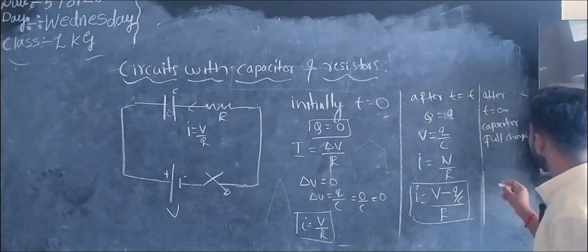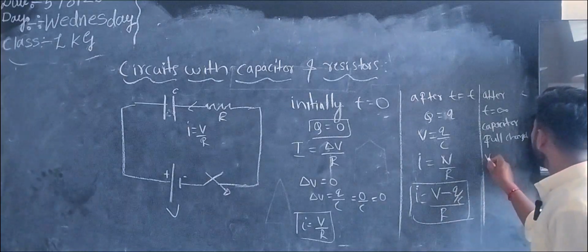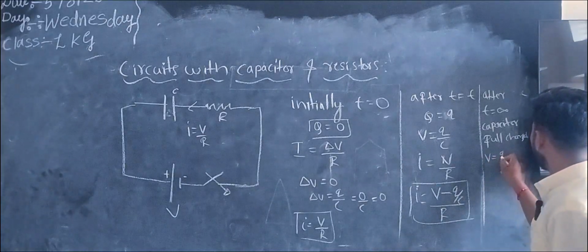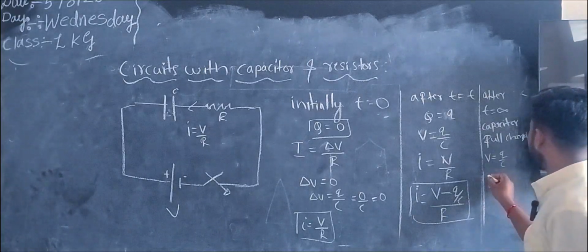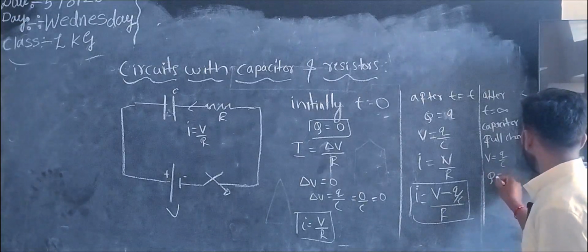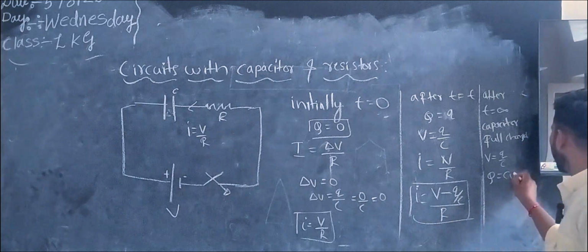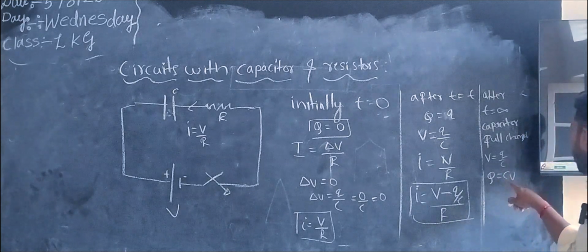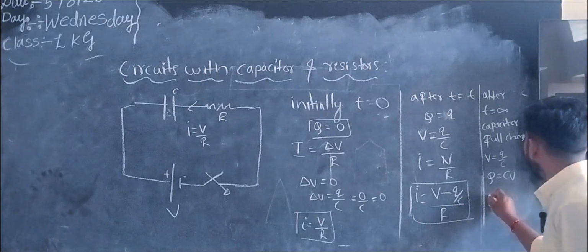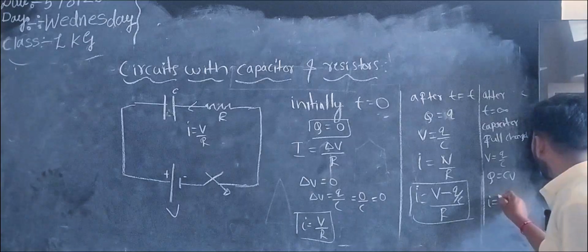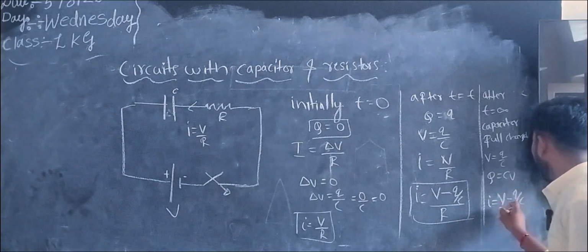Fully charged. Now V is equal to Q by C only. Q is equal to C into V for a fully charged capacitor. Q is equal to C into V. I is equal to what? V minus Q by C, by R.